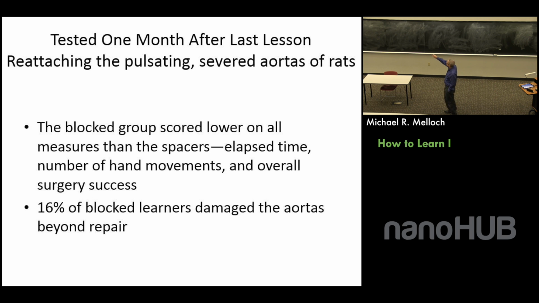So the blocked group performed worse on everything they tested for: how much time it took to reattach the aorta, the number of hand movements, the number of rats that lived, than the spacers did. In fact, 16% of the rats were killed by the blockers. With the spacers, all the rats lived.